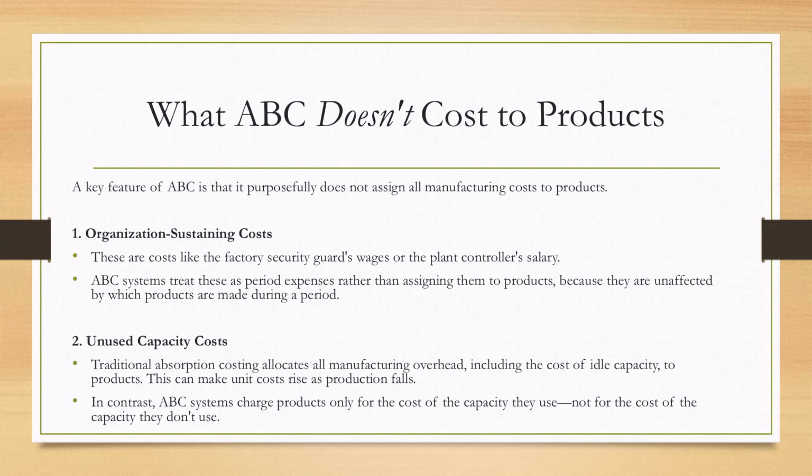Second, ABC excludes the cost of unused capacity. Traditional absorption costing allocates all manufacturing overhead to products, including the cost of idle capacity. This can cause unit costs to fluctuate wildly as production falls. In contrast, ABC systems charge products only for the cost of the capacity that they actually use, not for the cost of capacity they don't use.